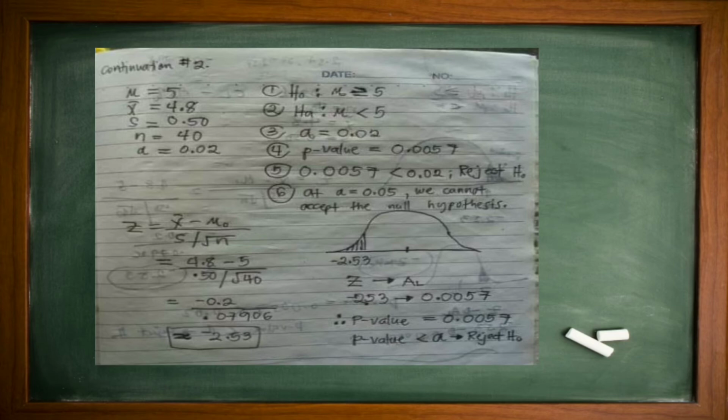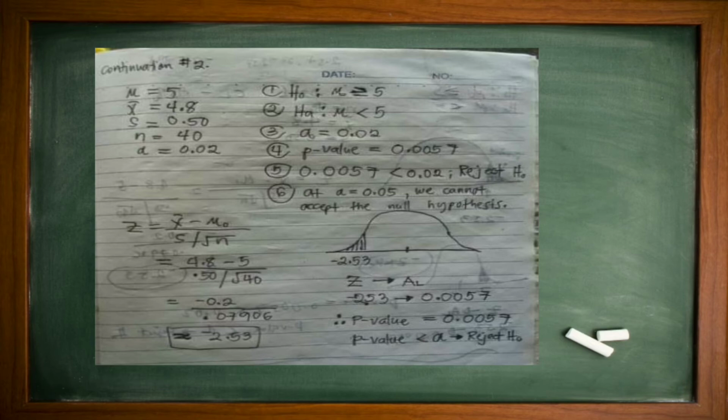Next, step 3, state the significance level. So ayan po, given na po siya. Meron tayong 0.02. Then dito po, step 4, determine the p-value. So ayan po, mayroon na po tayong sagot dyan, which is p-value is equal to 0.0057.